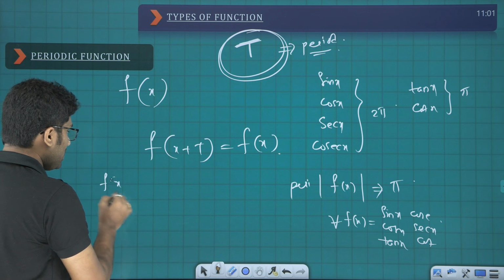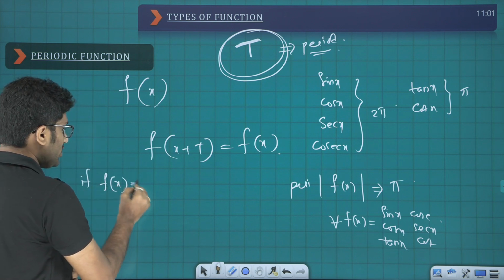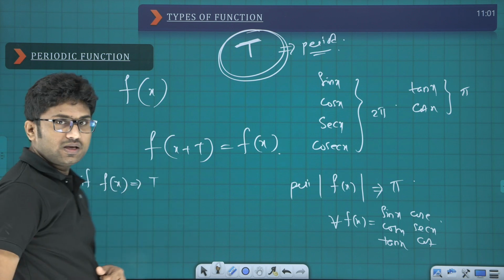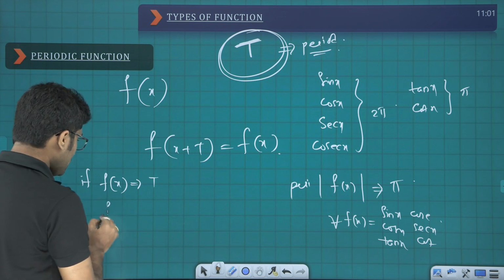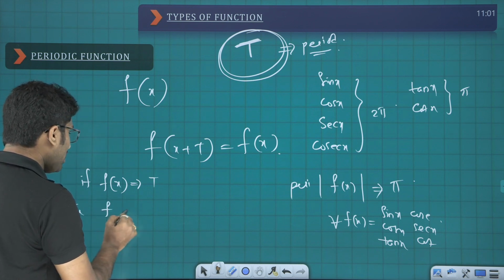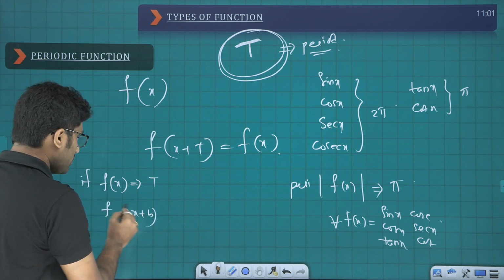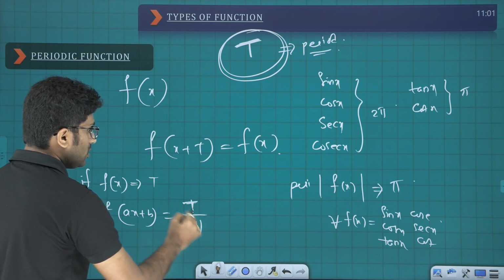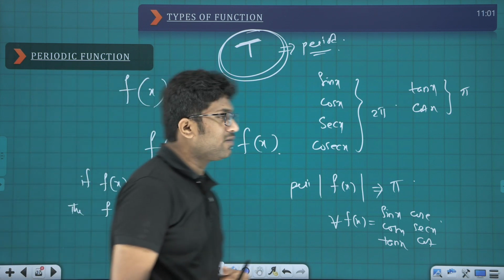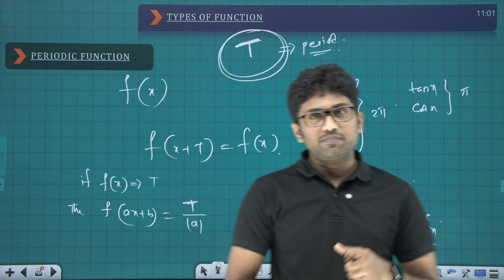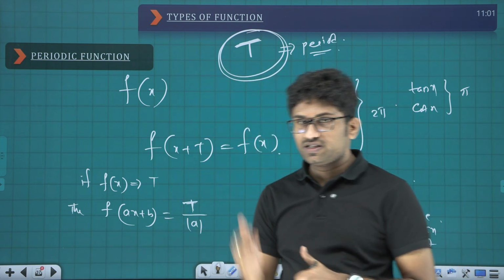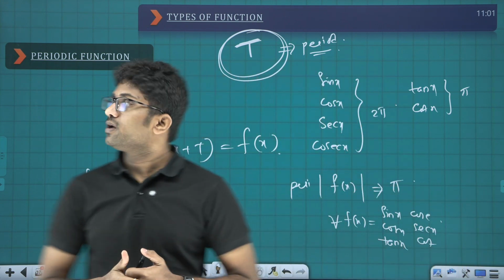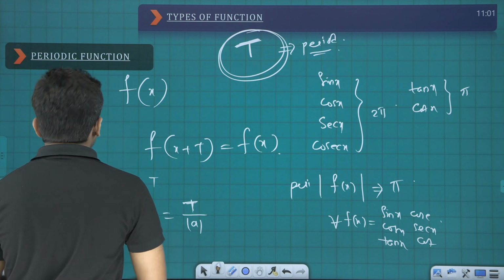Apart from that, we also have some more. If the period of f of x is some t, then the period of f of ax plus b will be t by mod a, friends. This is very important. That means suppose sin x has period 2 pi, we know. Sin of 3x plus 10 has period 2 pi by 3. Okay, just divide by the coefficient. So this is regarding periodic functions.